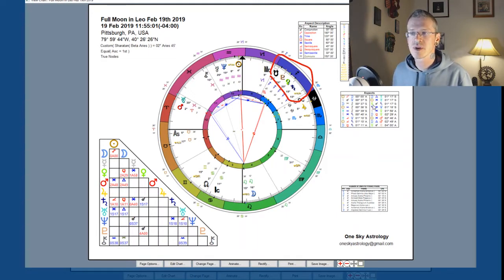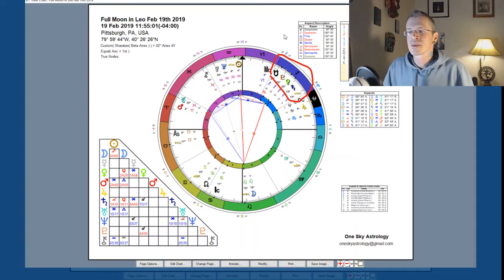So we have, in close alignment, Venus conjunct to Saturn. That's a 1 degree conjunction. And Venus conjoined up to Pluto at 4 degrees. And all of this is also conjunct the south node of the moon.